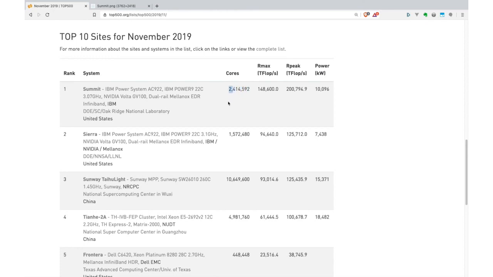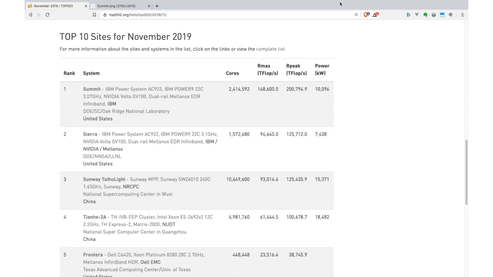You can see here from the core numbers that there's 2.4 million cores in this one computer, and it achieves an Rmax of 148,000 teraflops per second. So it's extraordinarily fast. This other number here of R peak, that's kind of a theoretical maximum. It could peak out at 200,000 teraflops per second, but the sustained performance on that standardized benchmark is 148,000 teraflops. And you can see that the rankings as we go down the chart here are quite considerably smaller in terms of the number of teraflops per second that machine is capable of.